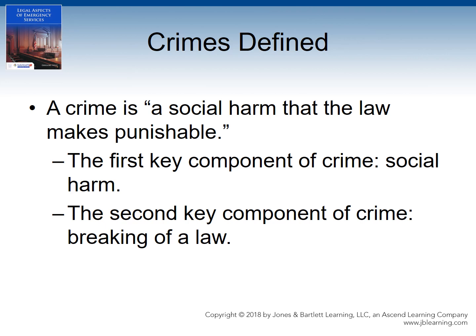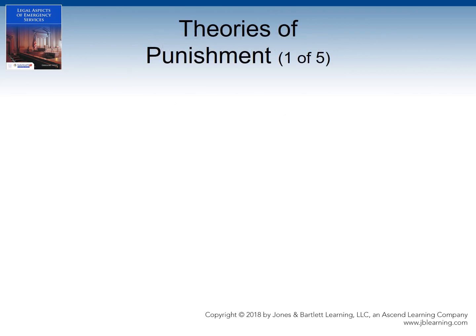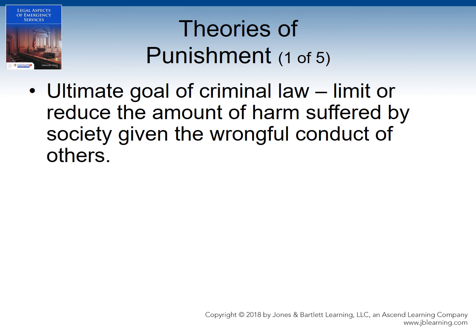Essentially, our society needs people to abide by certain codes of conduct or behavior for the benefit of everyone within the society. With that being said, not all bad conduct is illegal, which is why the second key component of the definition of a crime is that a law must be broken by the alleged perpetrator's bad conduct. Given the harm to society that results from criminal conduct, the goal of enforcing criminal laws is to limit or reduce the amount of harm suffered by society given the wrongful conduct of others.